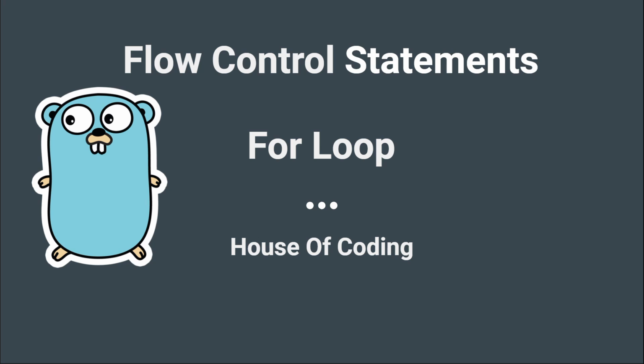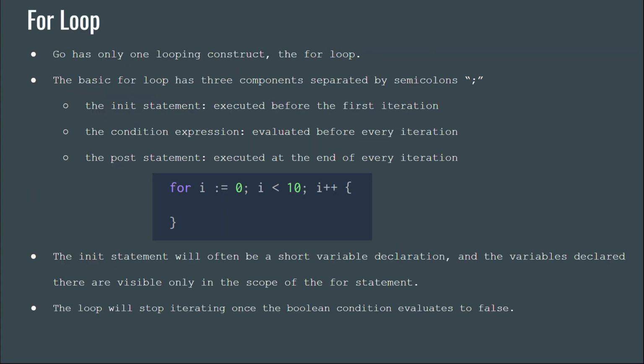Hello everyone. In this video, we are going to discuss one of the flow control statements in Golang, the for loop. Golang has only one looping construct, the for loop. The basic for loop has three components separated by semicolons.